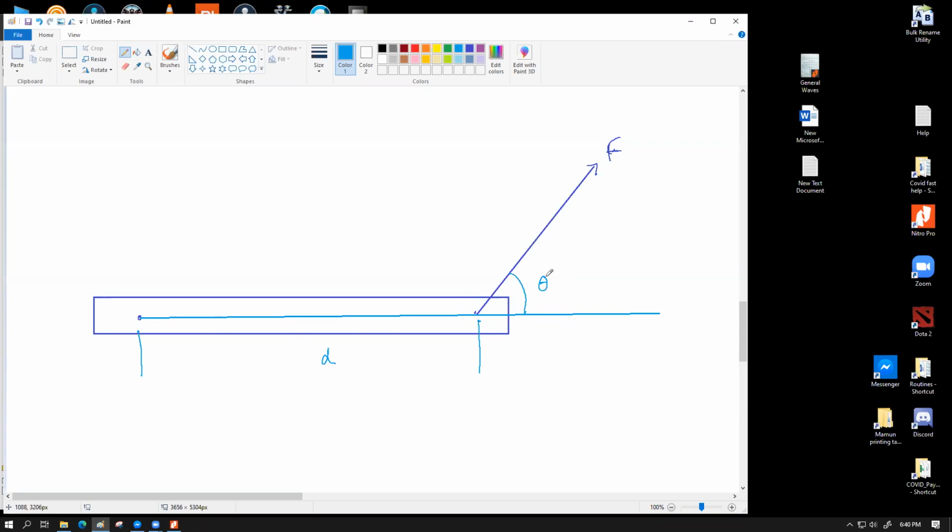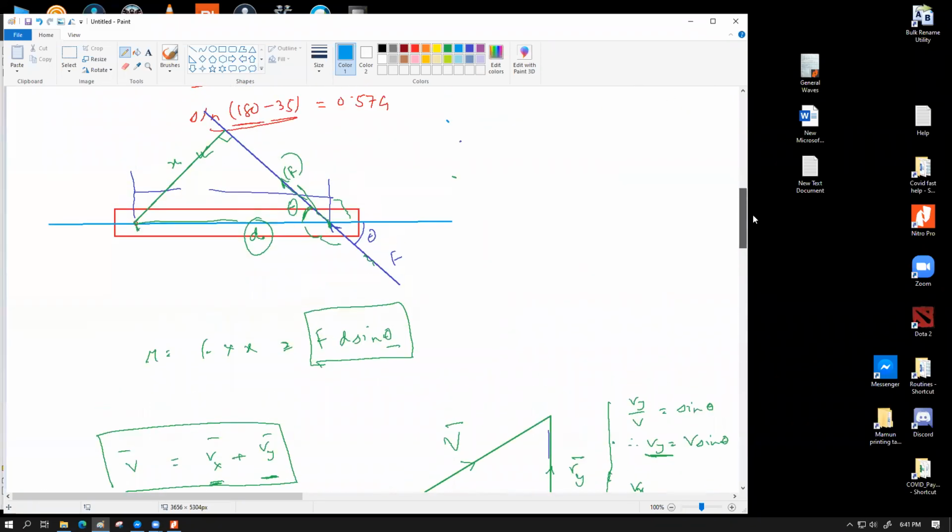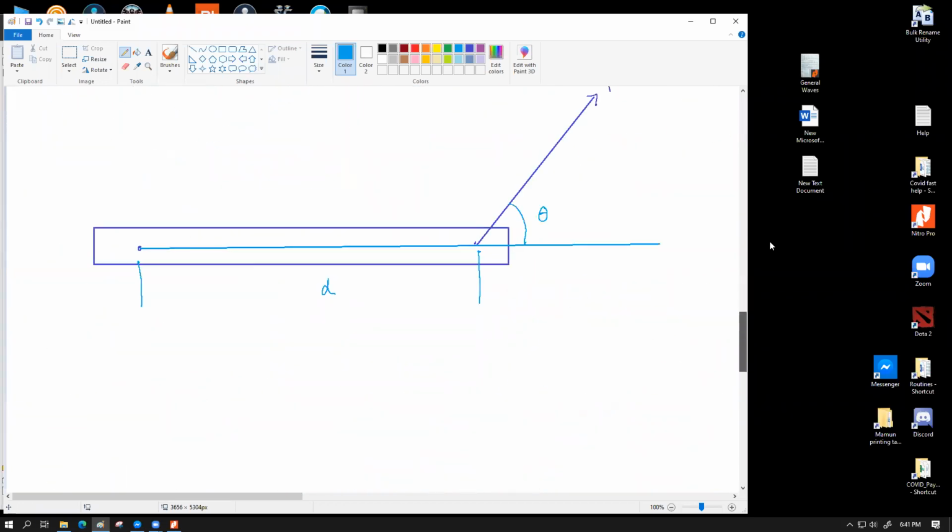They're asking you to calculate the moment of this force. We have seen one way to do this: we can extend this line backwards, draw a perpendicular, get a right angle triangle, and go for moment equals FD sin theta. This is something I have described right over here with these three figures.